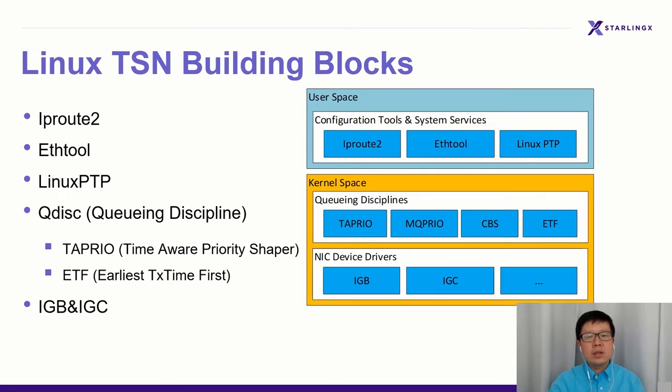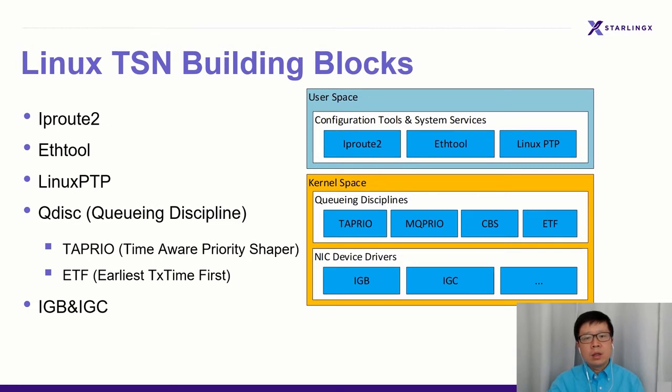Linux PTP is an open source project. It is an implementation of PTP protocol. We can use it to perform time synchronization on Linux platform. In Linux kernel space, there are some software components called qdisc, that is queueing discipline. From software stack perspective, qdisc is a lower layer in the network stack. It is used to control traffic, such as prioritize, schedule, and shape, etc. Linux already implemented a couple of qdiscs, such as taprio, mqprio, CBS, ETF, etc.